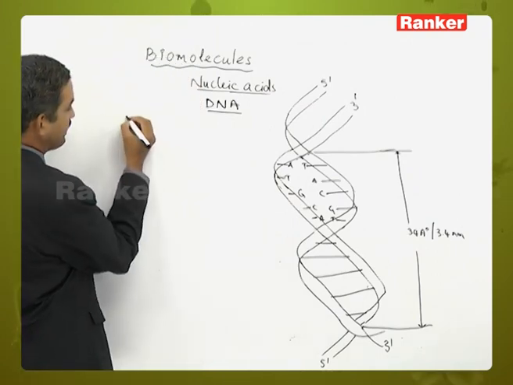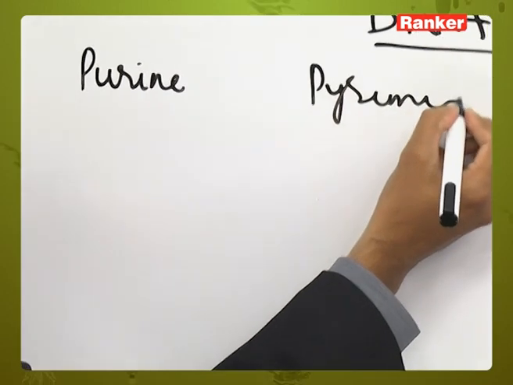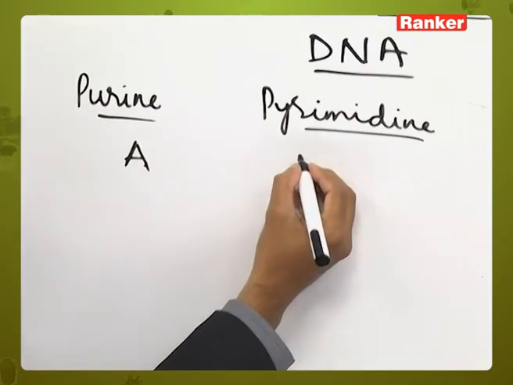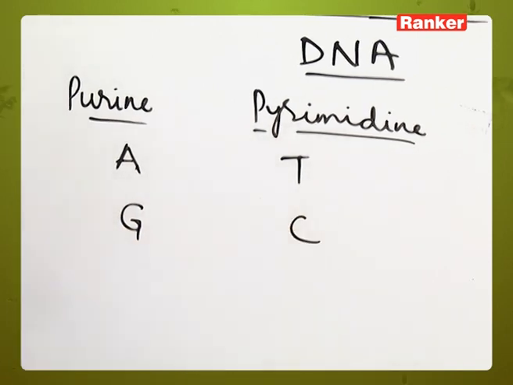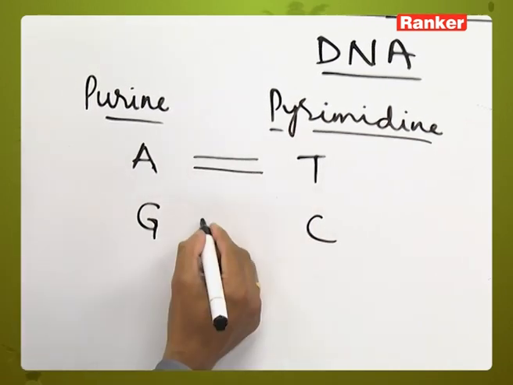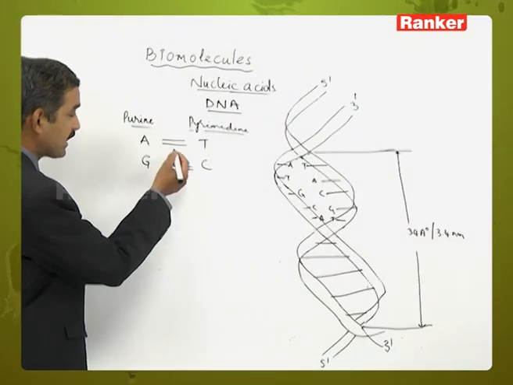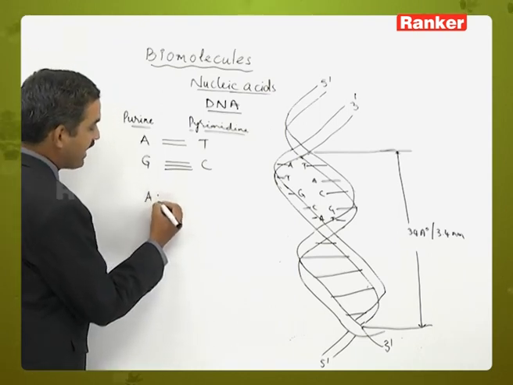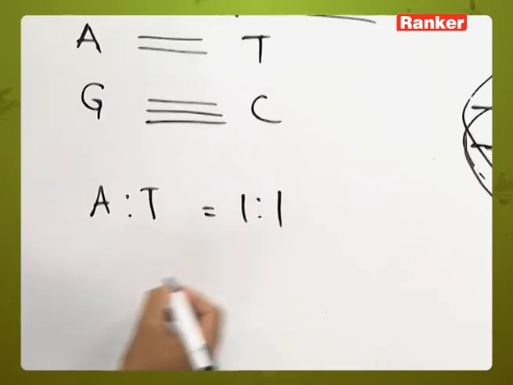Here, always, if you take the purine and pyrimidine, one of the purines, adenine, always pairs with thymine, a pyrimidine, and guanine pairs with cytosine, a pyrimidine. The number of hydrogen bonds between A and T is 2, and between G and C is 3 hydrogen bonds. This type of pairing is called complementary base pairing, and the number of adenines and thymines will always be equal, that is 1:1.